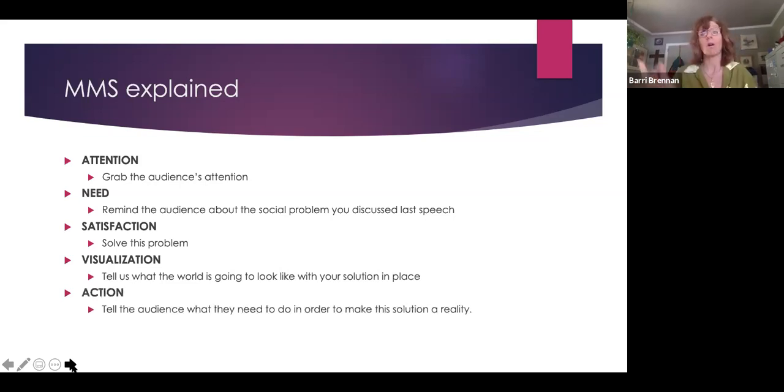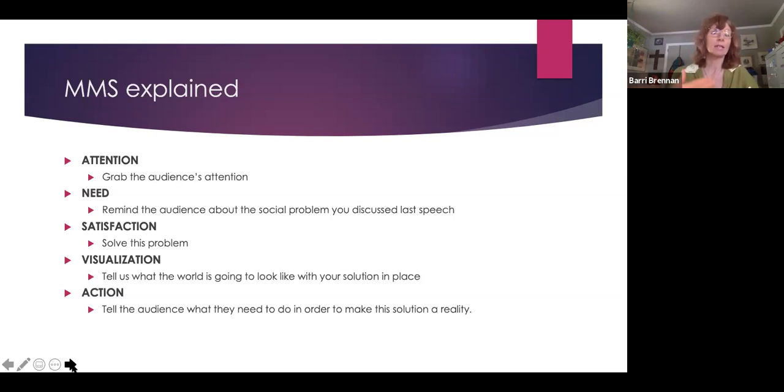Action. You've got to get the audience involved. You have to involve your audience with your solution. What can you do to make this happen? When they're done watching your speech and they walk out the door, what can they do to help you make your vision become a reality? Make them responsible for taking that action. Make them responsible for your solution. Make everyone responsible for making the world better, because your solution is trying to make the world better. So make them a part of it and make them responsible for it.